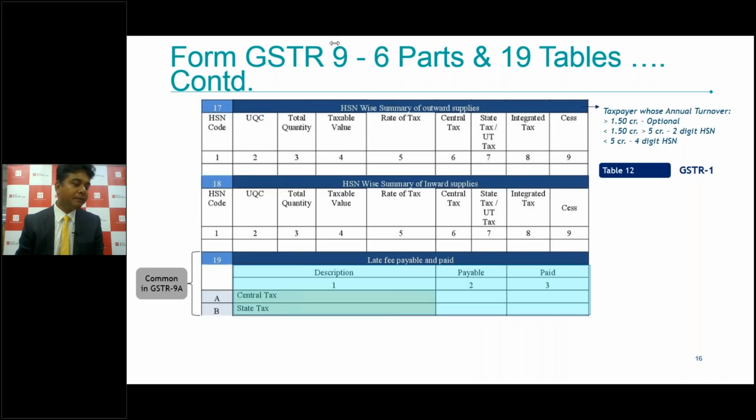The input tax credit in terms of HSN, in terms of the HSN code, right? So this is not something that we report in 3B, because 3B is a consolidated number, but you need to break it up in terms of HSN. And also, lastly, the late payment fees which is paid.